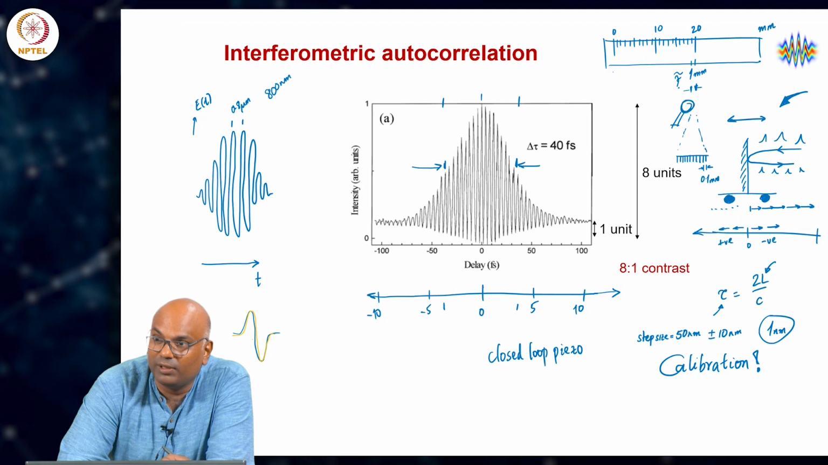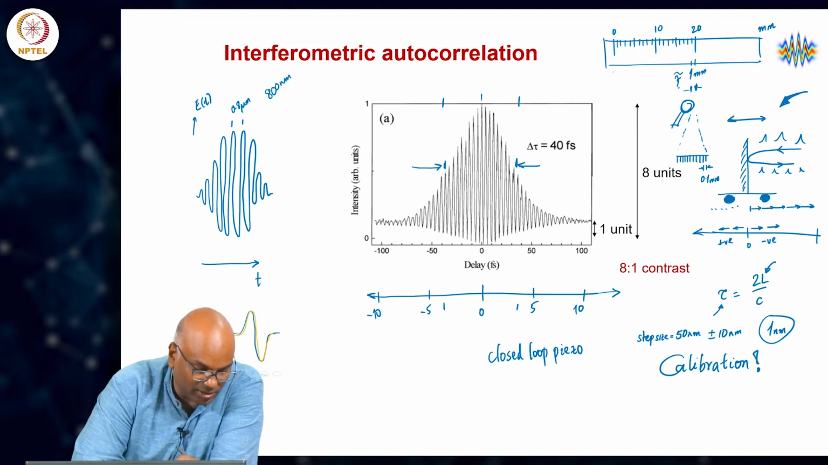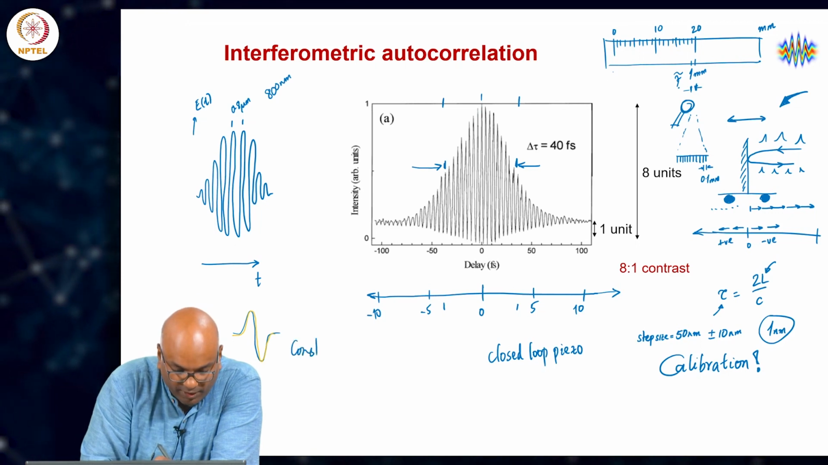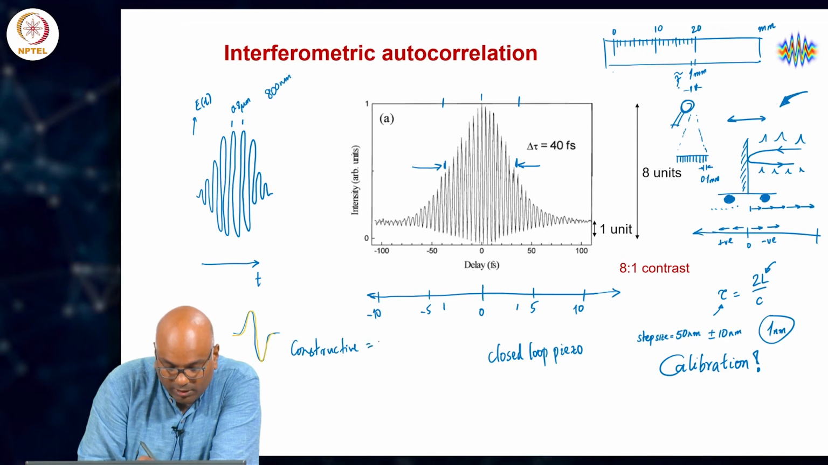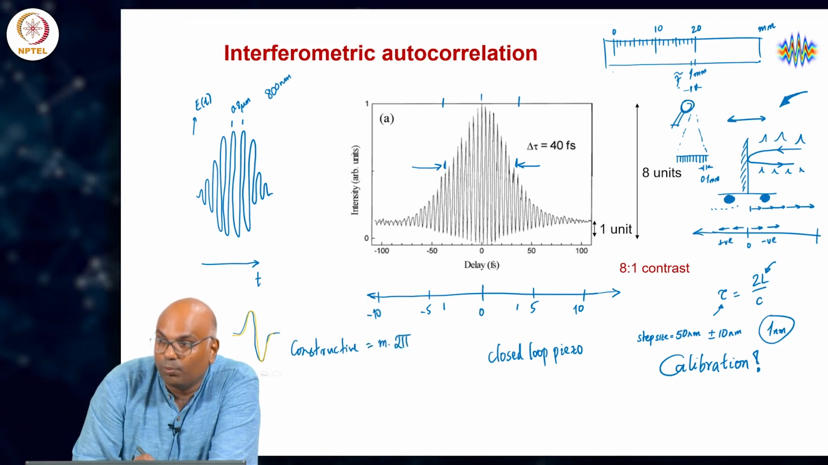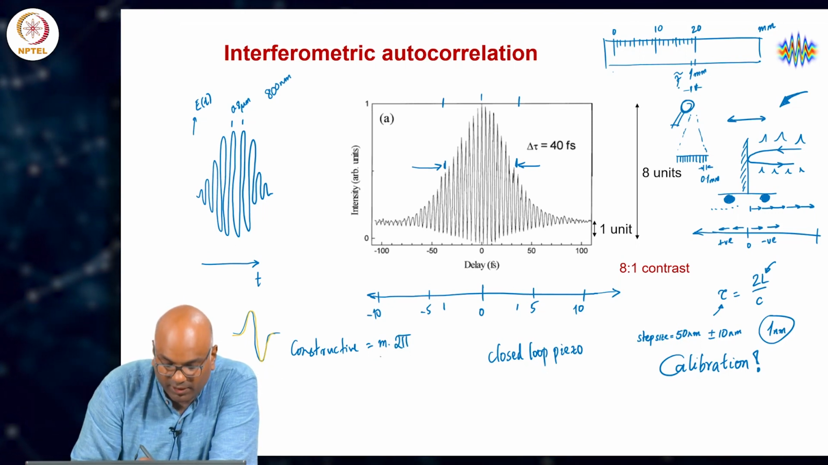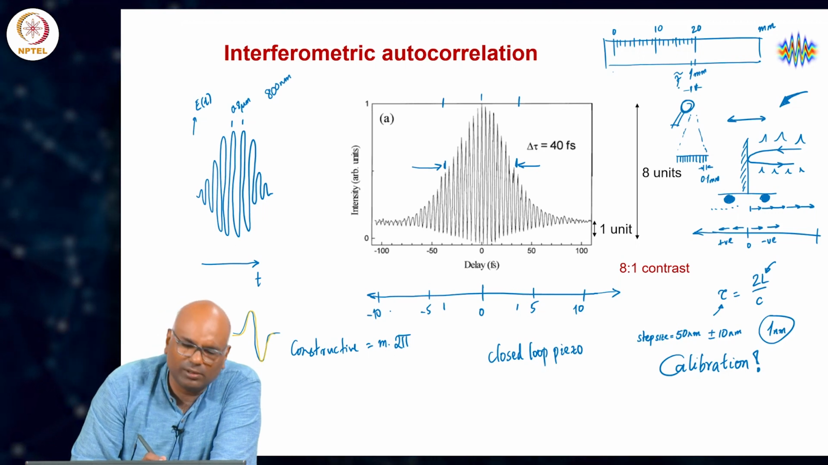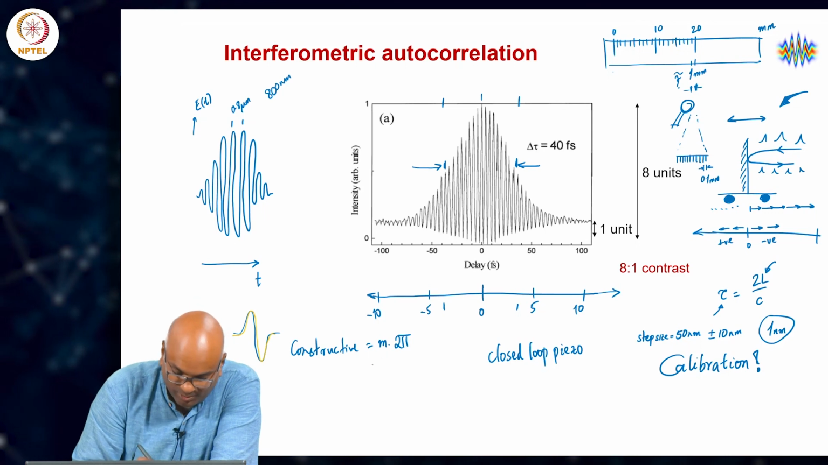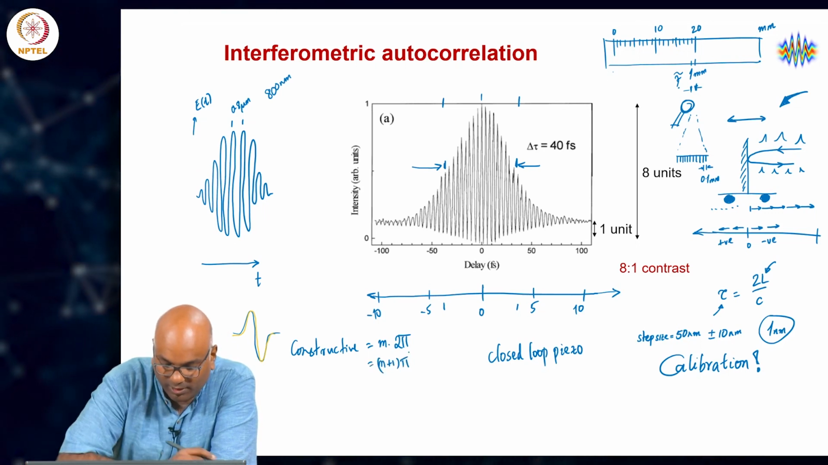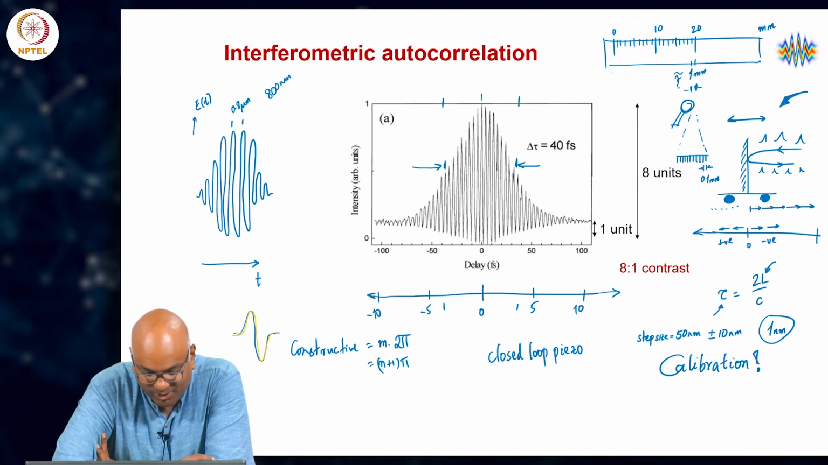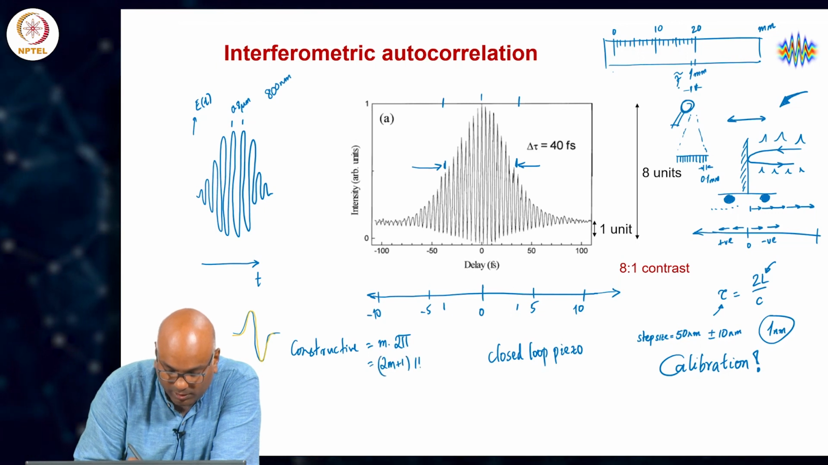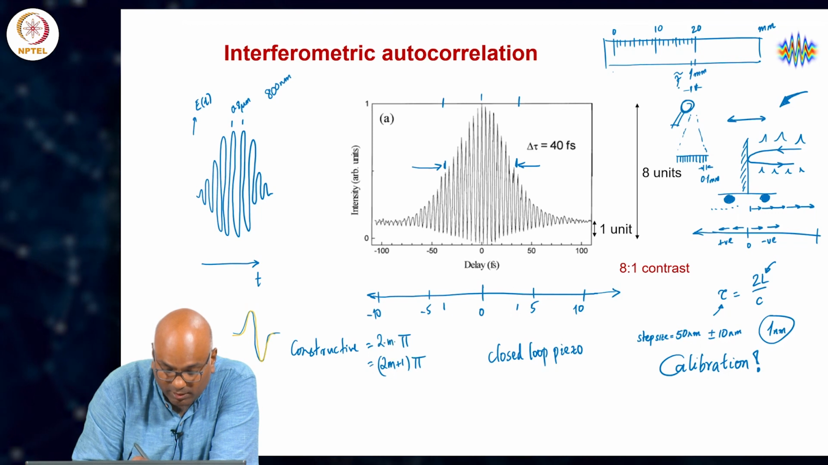What is the condition for constructive interference? The condition for constructive interference in such an interferometer is that the phase difference between the two interfering waves is some m times 2 pi. For destructive interference, it is, okay, I should write it properly, the right way to express this is 2m plus 1 times pi, an odd multiple of pi, whereas constructive is twice m times pi.